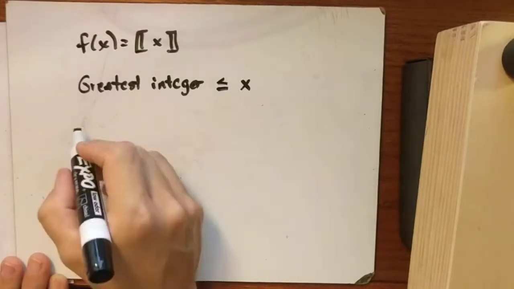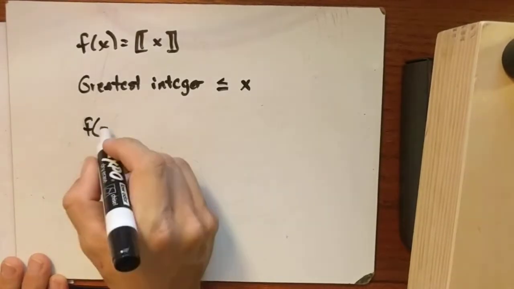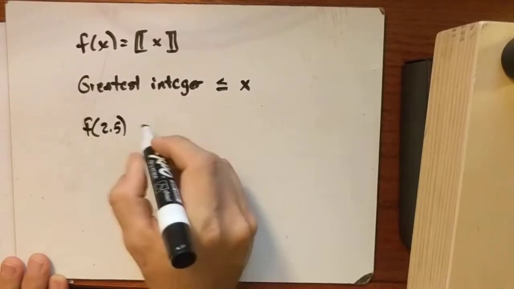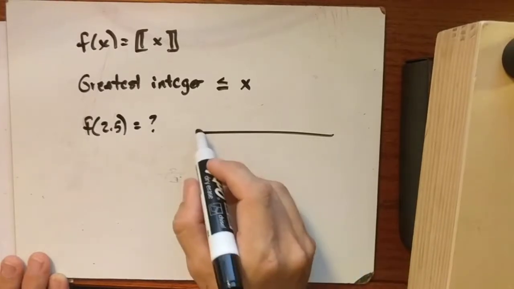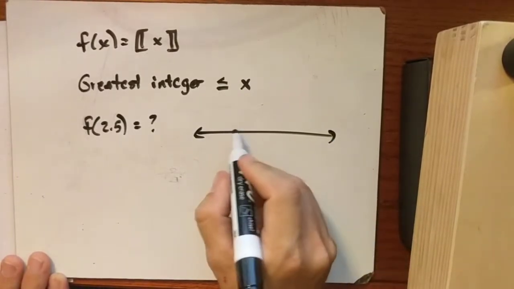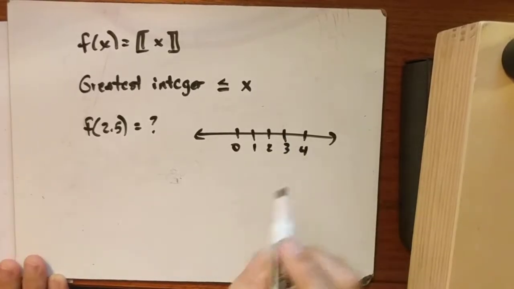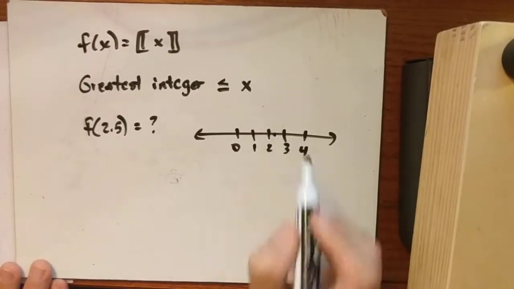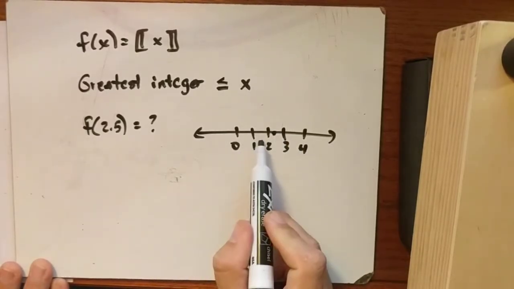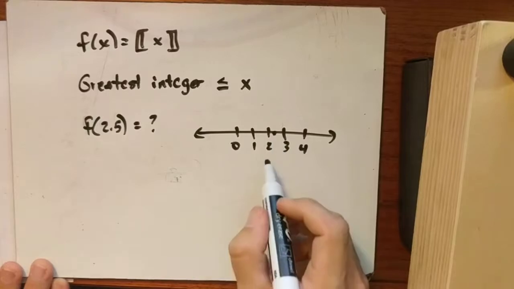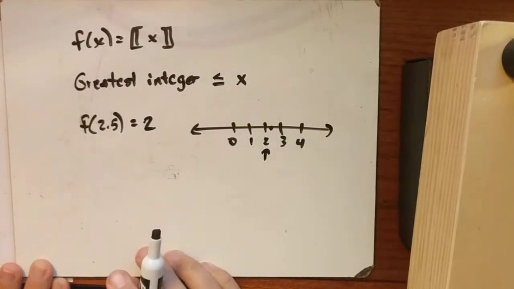So let's do a couple of examples. Let's say that we have to find f of 2.5. Okay, what is that? So you look at all the integers on your number line, right? You have, of course, 0, 1, 2, 3, 4. And 2.5 is about right here, right? So what is the biggest number that you run into that's less than or equal to x? The answer to that is 2.